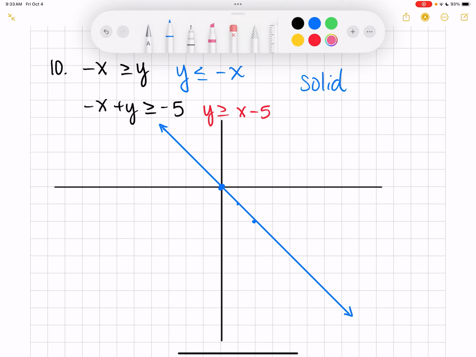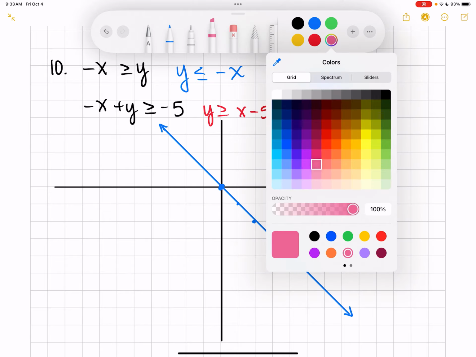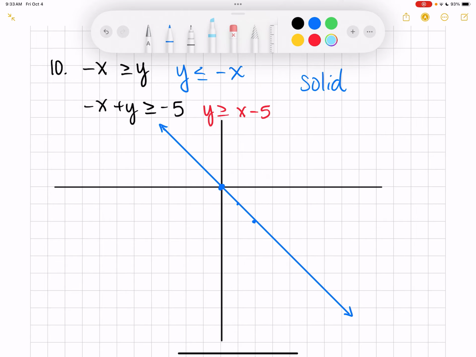And which way does this one get shaded? Down. Down here.